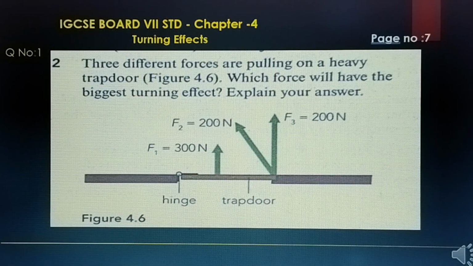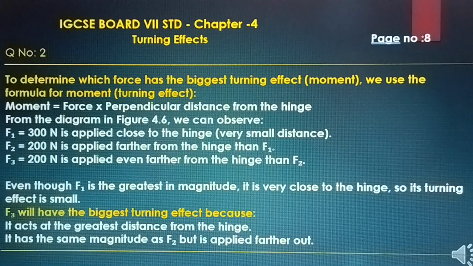Question number 2. Three different forces are pulling on a heavy trap door, figure 4.6. Which force will have the biggest turning effect? Explain your answer. F1 is 300 Newton, F2 is 200 and F3 is 200, with the hinge and trap door. The answer: to determine which force has the biggest turning effect, we use the formula for moment, turning effect. Moment equals force into perpendicular distance from the hinge.